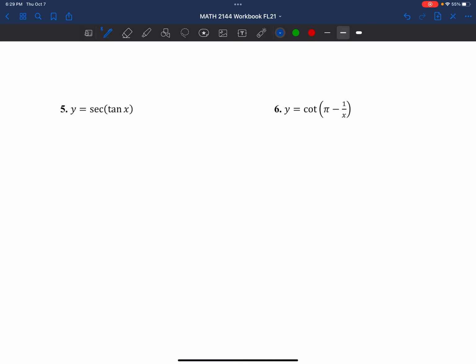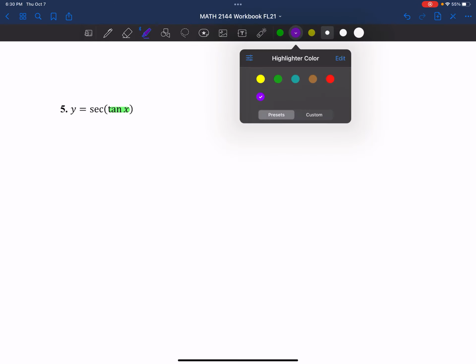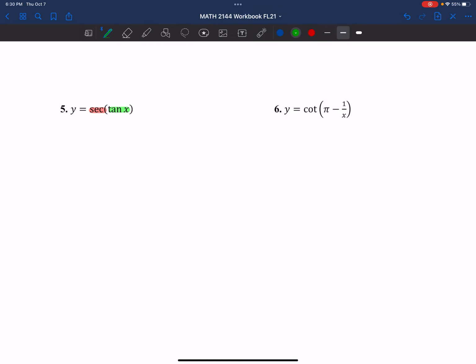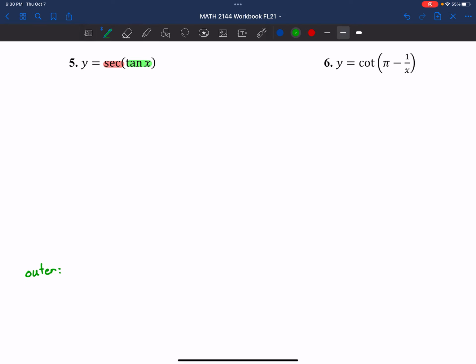So maybe just so I don't run into it as much as I write, I'm going to just identify the inner and the outer down here below. So the inner function is going to be the tangent function. And then the outer function is going to be the secant function. And as you get the hang of this, you hopefully won't have to set this up every time. So our outer is going to be, just to be consistent, I'll just do out.